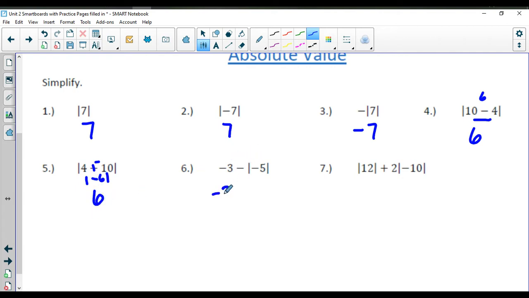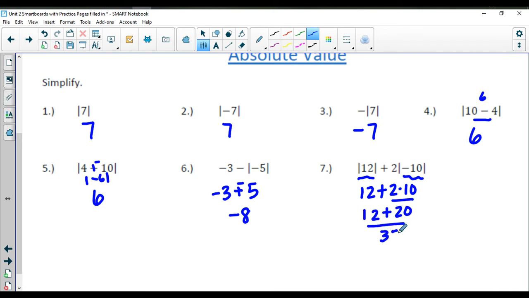In this one, we have negative 3 minus the absolute value of negative 5, which is 5. We're going to add the opposite here because we have negative integers. Negative 3 plus negative 5 is negative 8. Here we have an order of operations problem, so I'm going to do absolute value of 12 is 12 plus 2 times the absolute value of negative 10, which is 10. I'm going to multiply first, that's going to give me 20 plus 12, so my final answer here is 32.